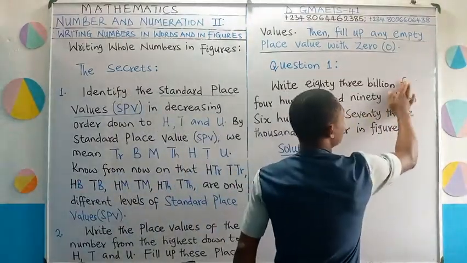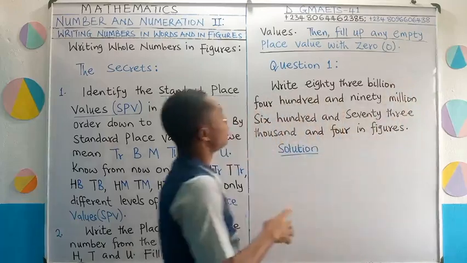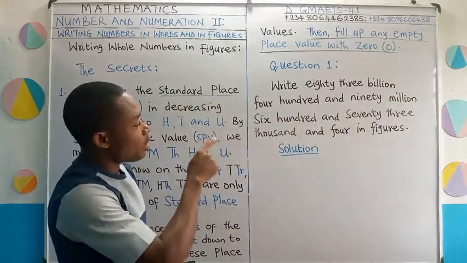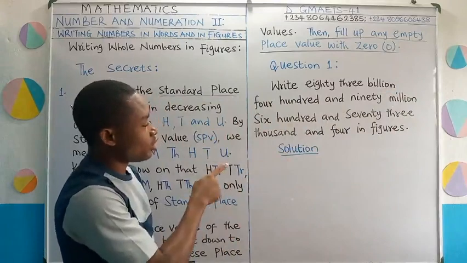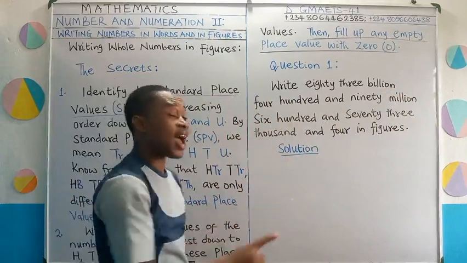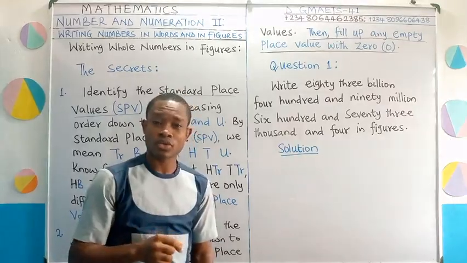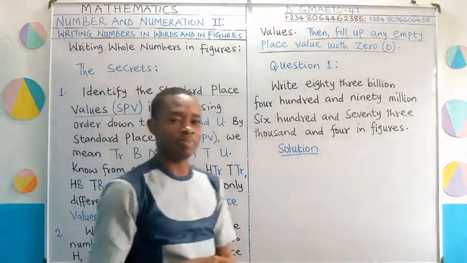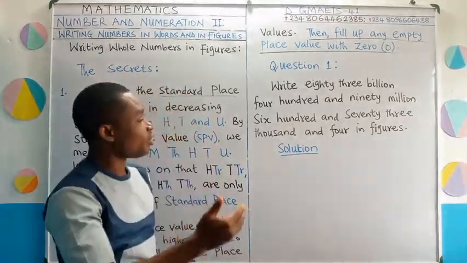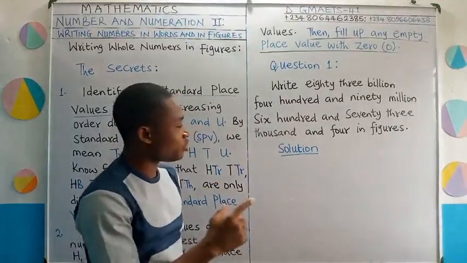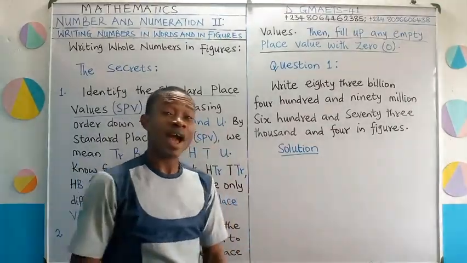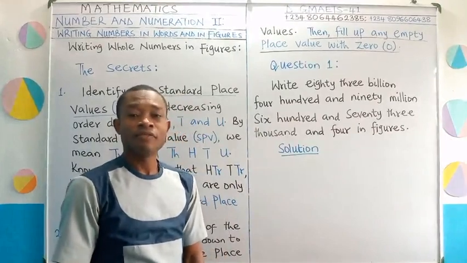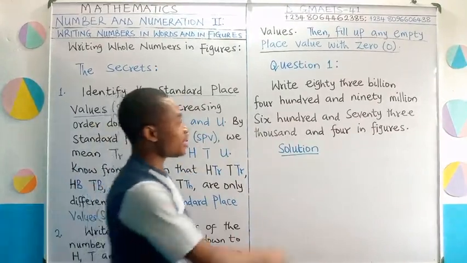Write 83,490,673,004 in figures. Oh my gosh, very large number. Billions. So it's very simple. Let's see how we solve this.